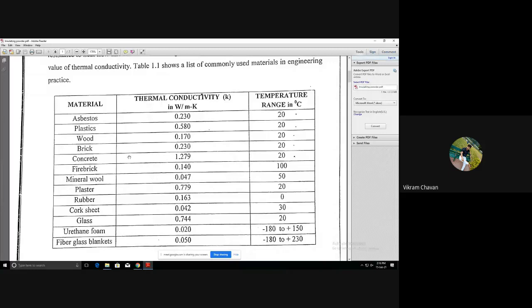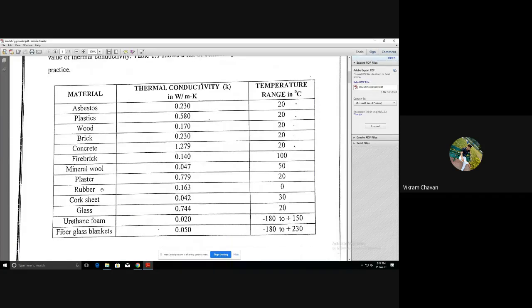Okay, brick is also there, then concrete, then rubber material, and plaster. Most of the time we are using plaster for covering the walls or covering the ceilings. So why is plaster used? Because it has very low thermal conductivity. Then rubber, cork sheet.